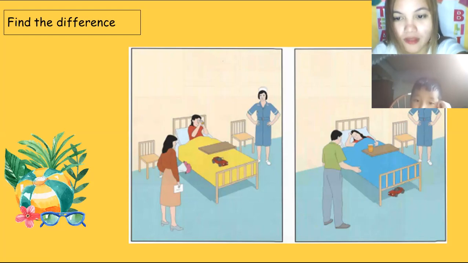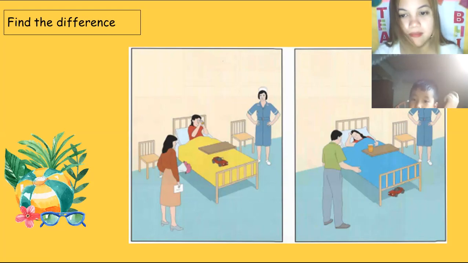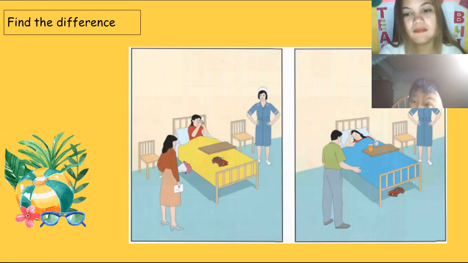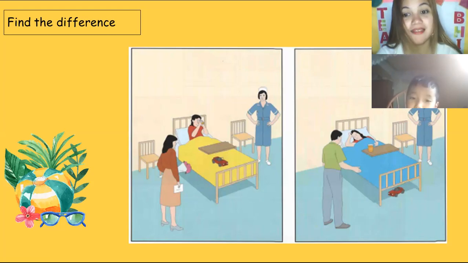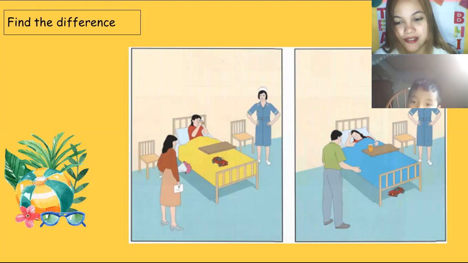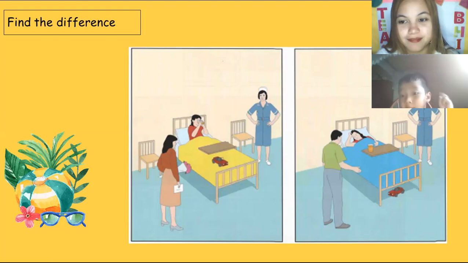Is there a difference with the girl on the bed? I know. The blanket is yellow and the blanket is blue. Okay, the blanket is yellow and blue. What else? There's more. You look at the picture so you can know the answer. Okay, teacher will give you one answer, all right?